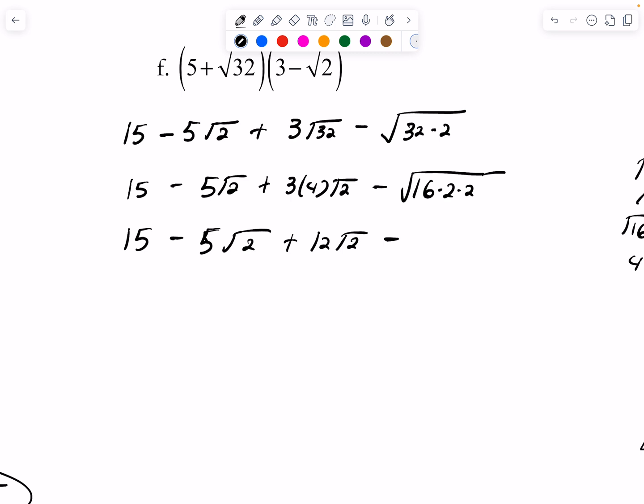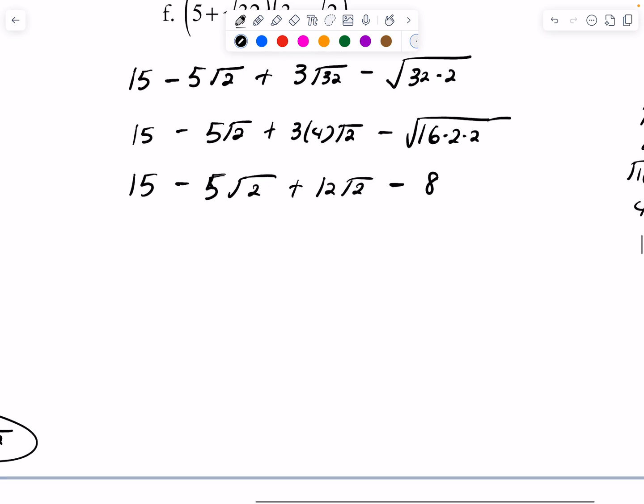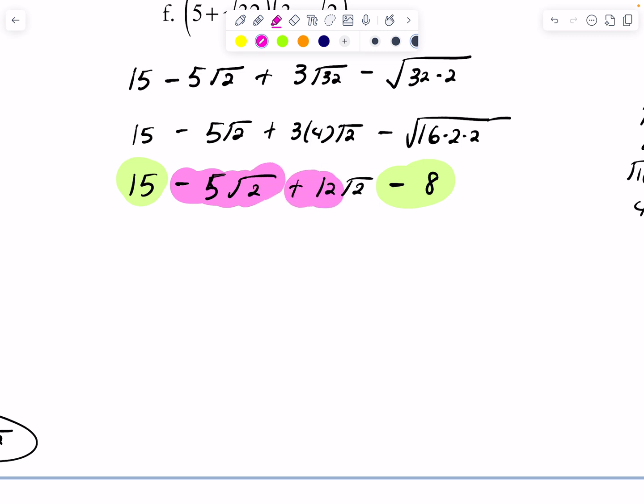Then you have those two 2's come out to give you 1 2, that's 8, which makes sense. 16 times 2 is 64. The square root of 64 is 8 with no more radical. So let's combine the like terms. The 15 and the negative 8 will go together, and the negative 5 root 2 and positive 12 root 2 will go together. So that's 7 plus 7 root 2.